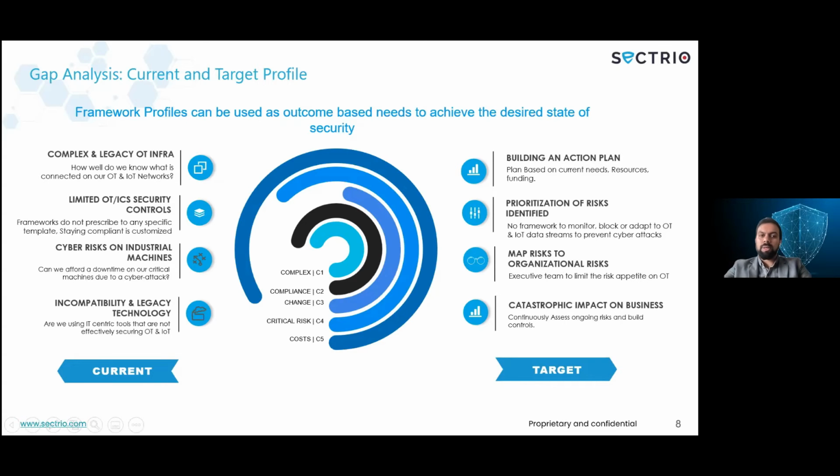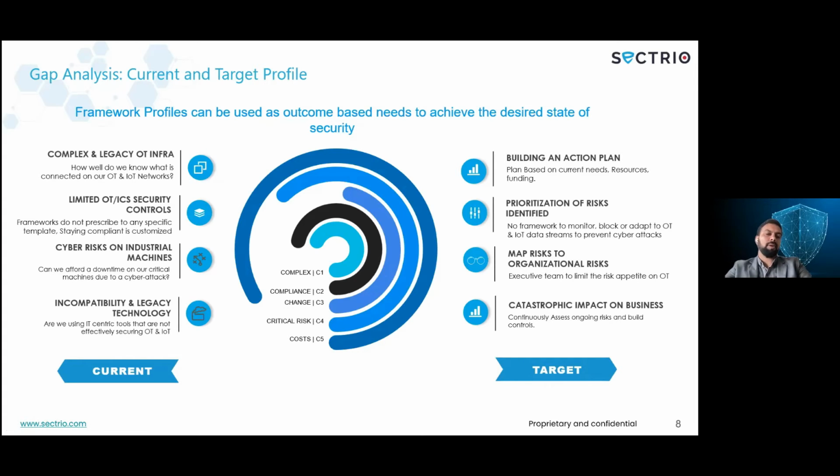Now, the frameworks that we see are not prescriptive. They're not prescribed to follow any specific template to stay compliant, right? But they help you stay compliant against several others that we have talked about in the past, mentioning your NERC CIP, talking about your IEC 62443, ENISA.